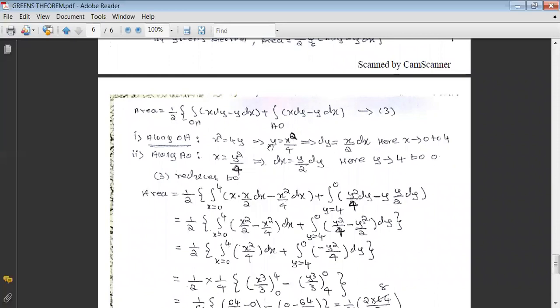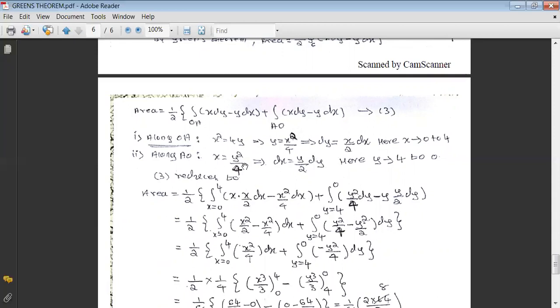And from this equation we can write y equal to x square by 4. That is x dy is there, and dy is x dx by 2. That is x times x dx by 2 minus y is there, but y is x square by 4 into dx. Because along the curve OA, we have converted the integral in terms of x, that's why the limits are with respect to x.